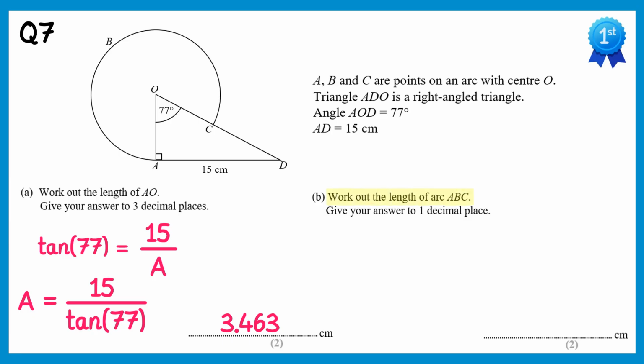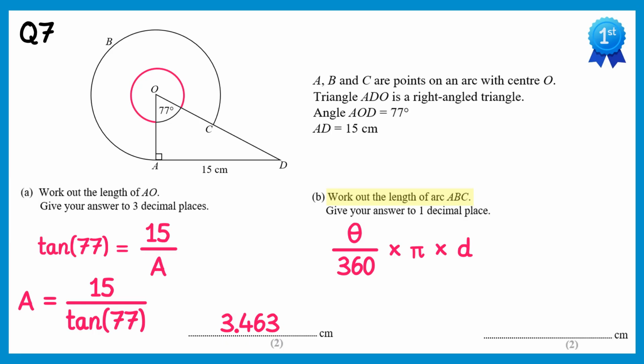For the second part of this question, we need to work out the length of the arc ABC. To do this, we're going to use the formula theta over 360 times pi times the diameter. So we need to work out theta and the diameter. Let's start with theta. So theta is the angle for the sector. Let's mark this onto the diagram. You can see that's this red angle here.